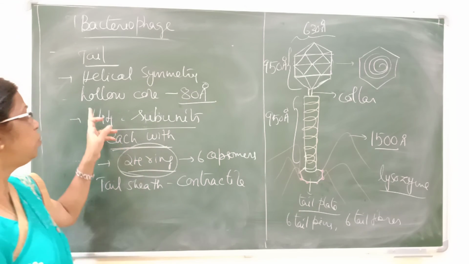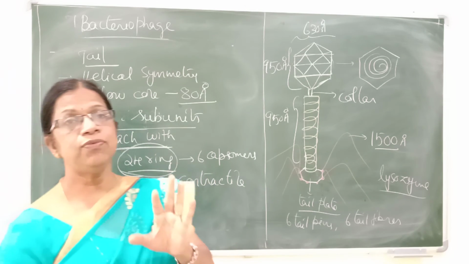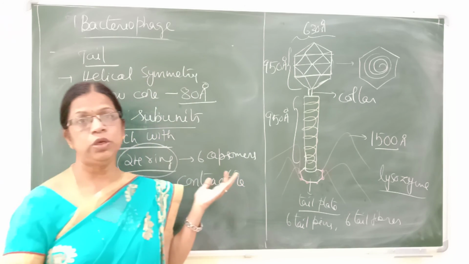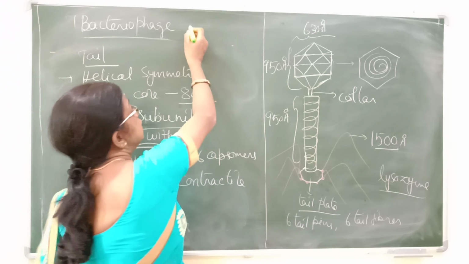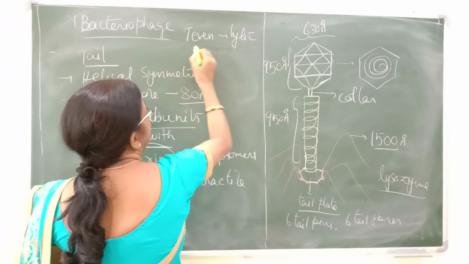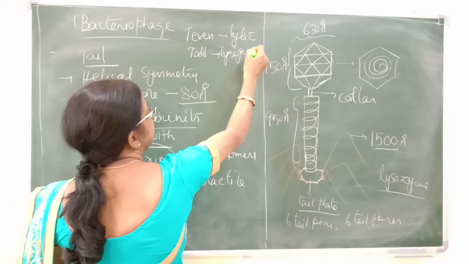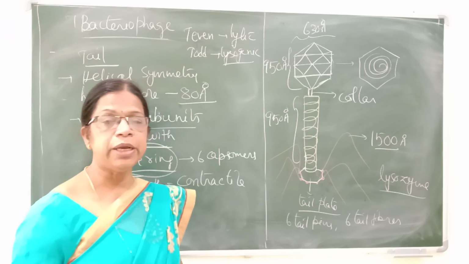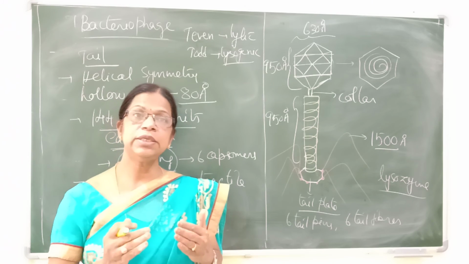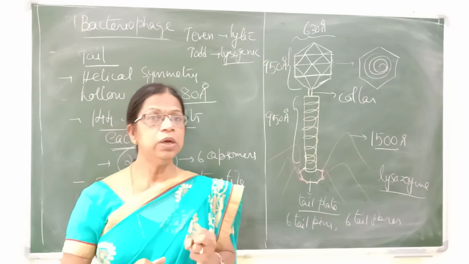I told you there are 2 types, T-even and T-odd bacteriophages. Both bring about 2 different types of replication cycles, which I am going to discuss in my next video. T-even phages bring about the lytic cycle, and T-odd phages bring about the lysogenic cycle. I will discuss these in detail in my next video, and I will also relate this to transduction, and which cycle is responsible for transduction.